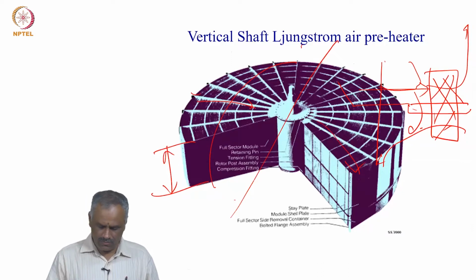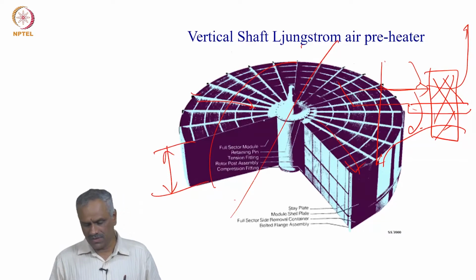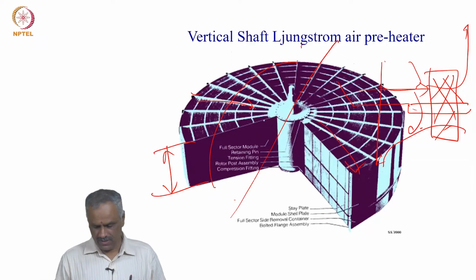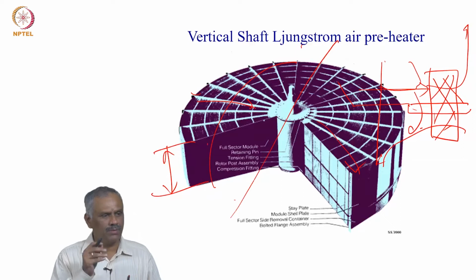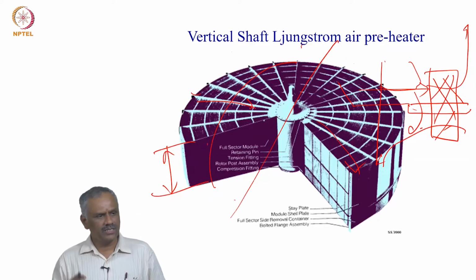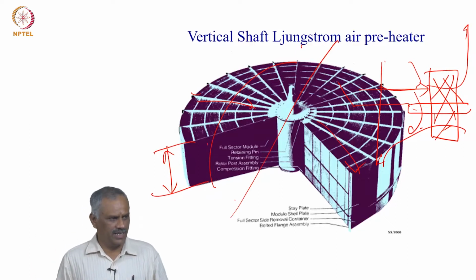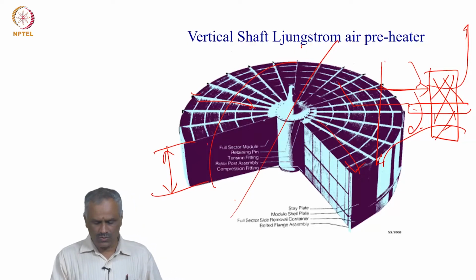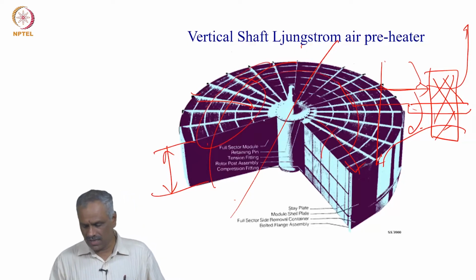So, it goes slowly. Whatever heat is transferred to the wheel by the flue gas is subsequently, in the remaining half cycle, given back to the air. That is why it is a regenerative. Regenerative means it stores heat for some period of time and does not immediately transfer the heat directly. So it stores some part of this and then gives it back in the other half of the cycle. That is why it is a regenerative.